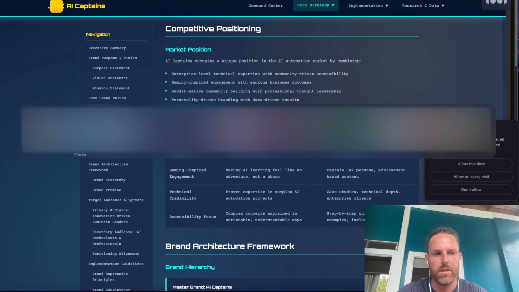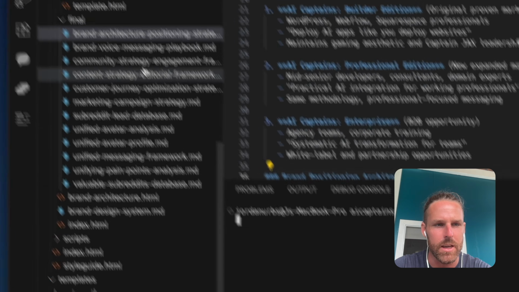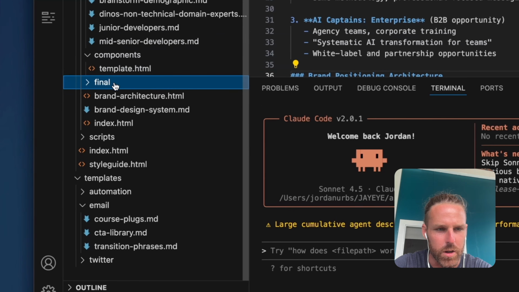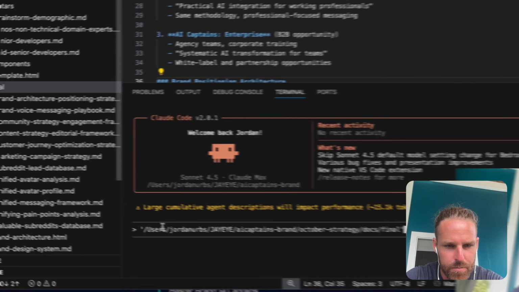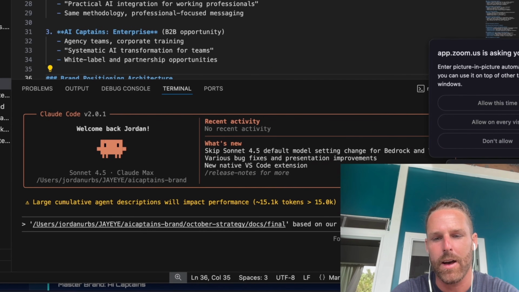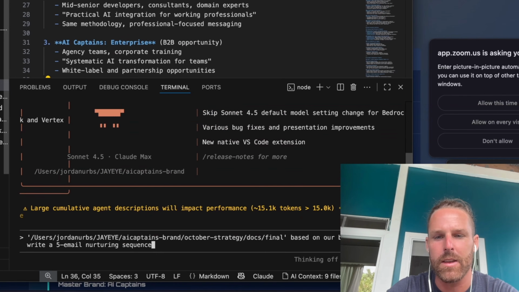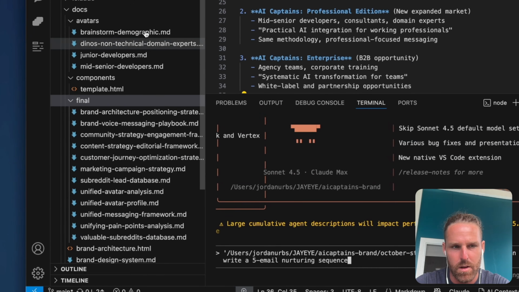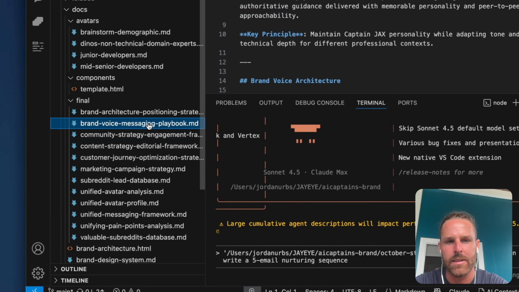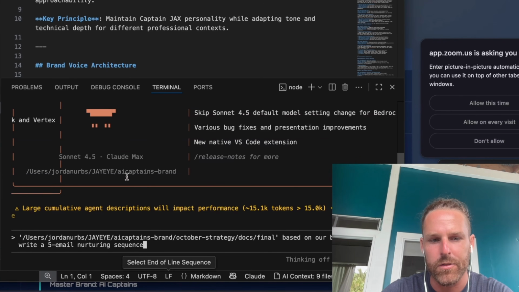And then if you have all these in Markdown files, when I open up Claude Code, I can literally just take this folder, drag it in here, and say, go based on our brand docs, write a 5 email nurturing sequence, right? Or whatever I'm trying to do. So I'm making a knowledge base with all this data. Anytime I'm working on the business, I give this as context to Claude Code, and so it knows.